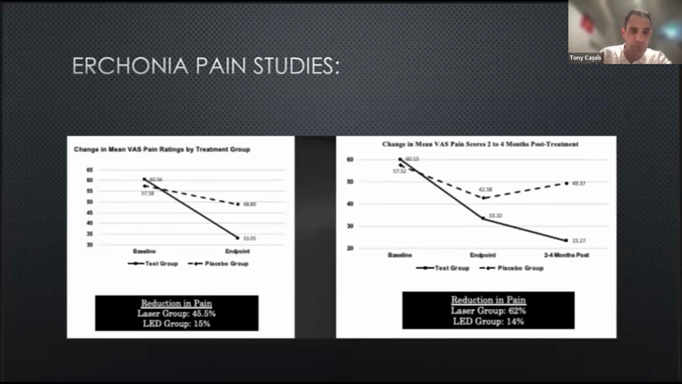an instantaneous 45% reduction in pain in the immediate short term. And then in the longer term, this is 2 to 4 months. Where the sham or the LED light had a degree of effect, over time that effect dissipated and the pain started to come back a little bit. Whereas with the laser group, the effect continued well beyond the therapeutic window.